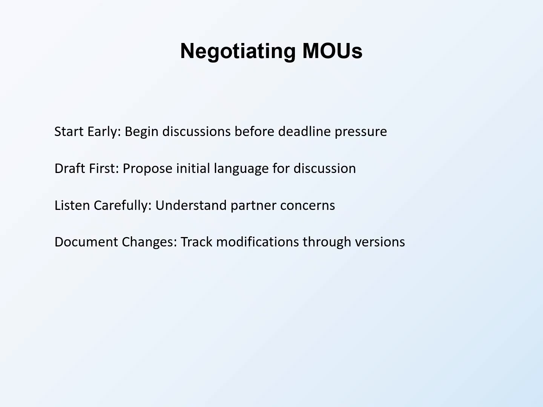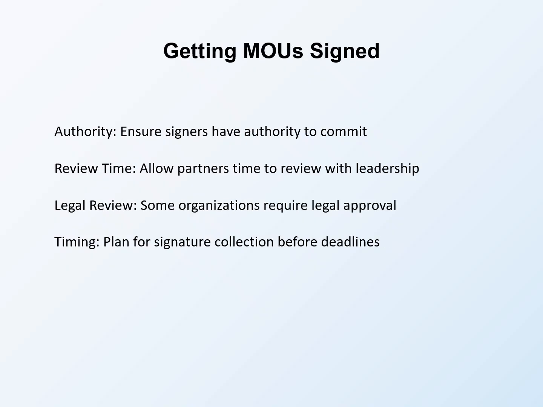MOUs document partnerships, but relationships require more than documents. Invest in the personal connections that make partnerships work. Allow adequate time for negotiation. Rushed agreements often contain problems that surface during implementation. Start MOU discussions early in proposal development. Getting MOUs signed requires planning.